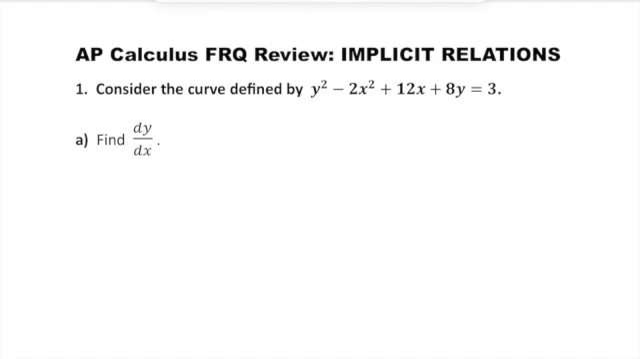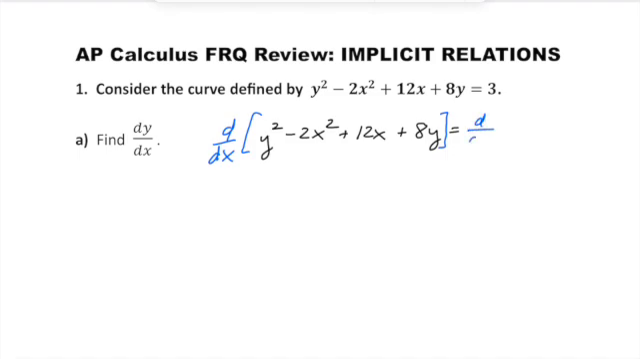So part A says, find dy dx for this implicit relation. We say implicit because it is not expressed as f of x equals or y equals. You notice it's got some y squared in there, and later in the equation we have 8y. And when you want to find dy dx, the derivative, we're going to differentiate with respect to x. So we're using some implicit differentiation here. I'm going to differentiate each side of the equation with respect to x.